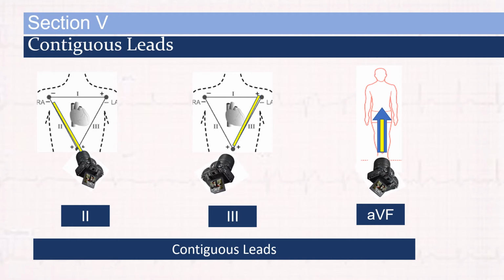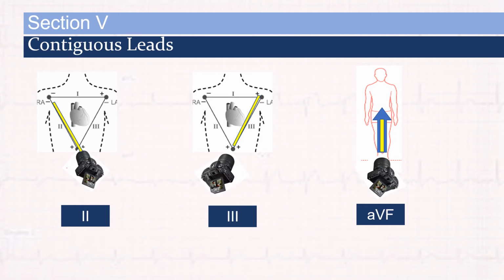Most ALS providers have 2, 3, and AVF roll right off their tongue when they're asked about a STEMI. Inferior wall MI, 2, 3, and AVF. Now you know why. So you understand where the camera views are in 2, 3, and AVF. Let's see how this plays out on a 12-lead EKG.